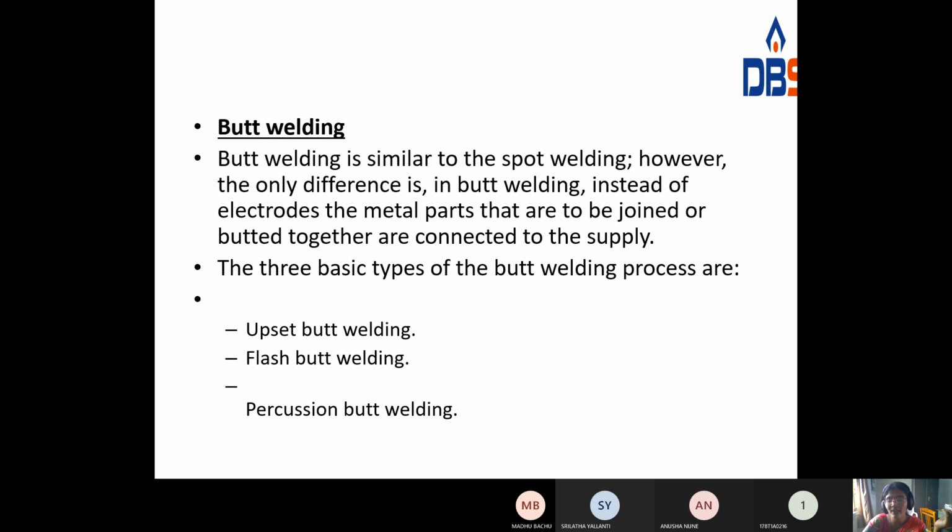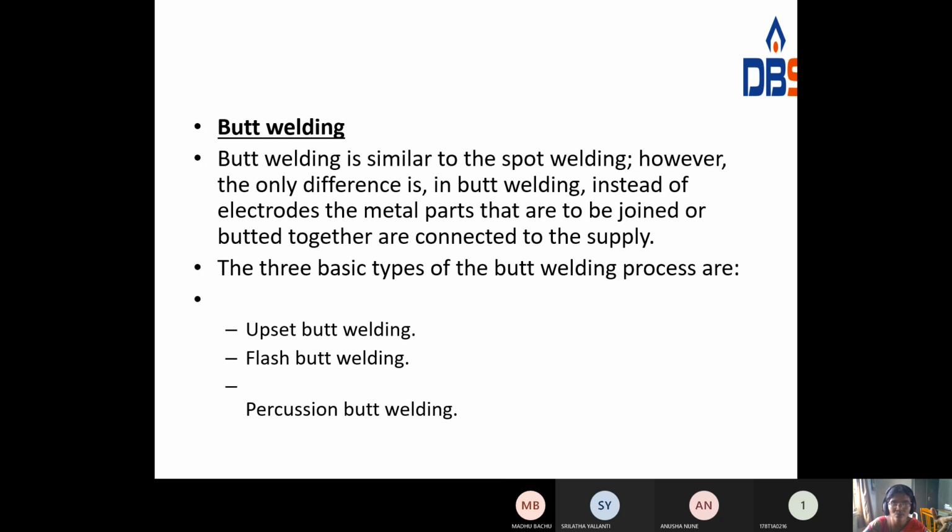But in the previous one, you have to connect the electrodes, and through those electrodes you connect the metal plates which are to be welded. But in this process, the metal parts which are to be welded are given directly to the supply. See here, the three basic types of butt welding process are offset butt welding, flash butt welding, and percussion butt welding.